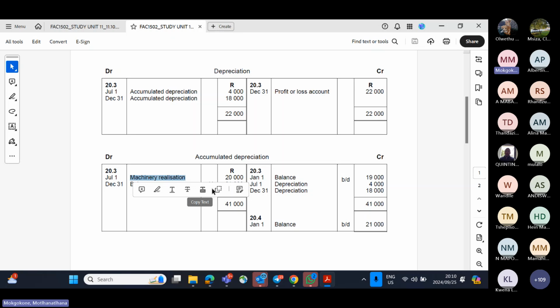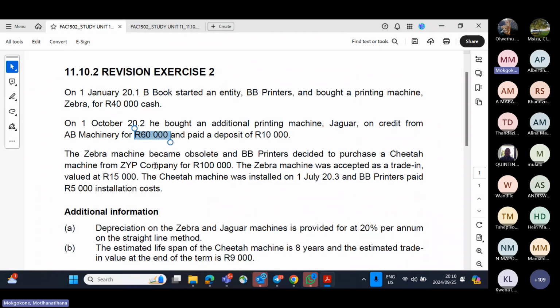They must remember which machine was disposed of. According to our scenario, it was only the Zebra. And they must first work out how much was the accumulated depreciation of the Zebra?